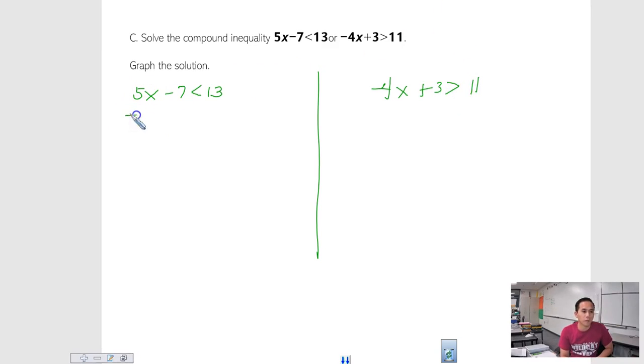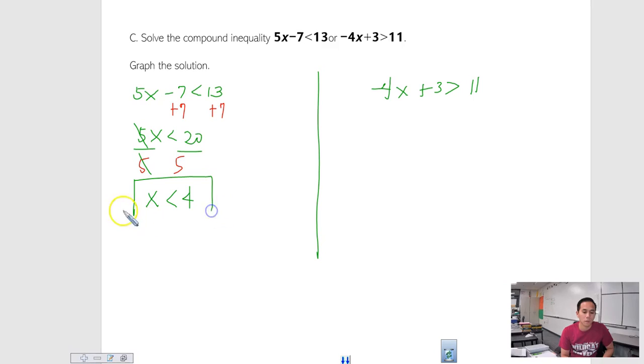So first we have 5x minus 7 is less than 13, and the other one is negative 4x plus 3 is greater than 11. For 5x minus 7, we add 7 to both sides. So what will happen is we have 5x is less than 20. Of course, I'm going to divide both sides by 5. Therefore, x is less than 4.